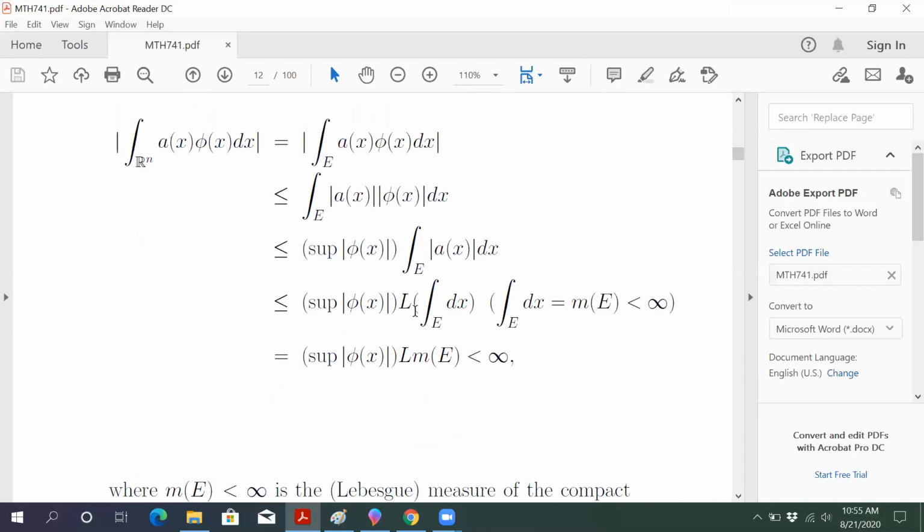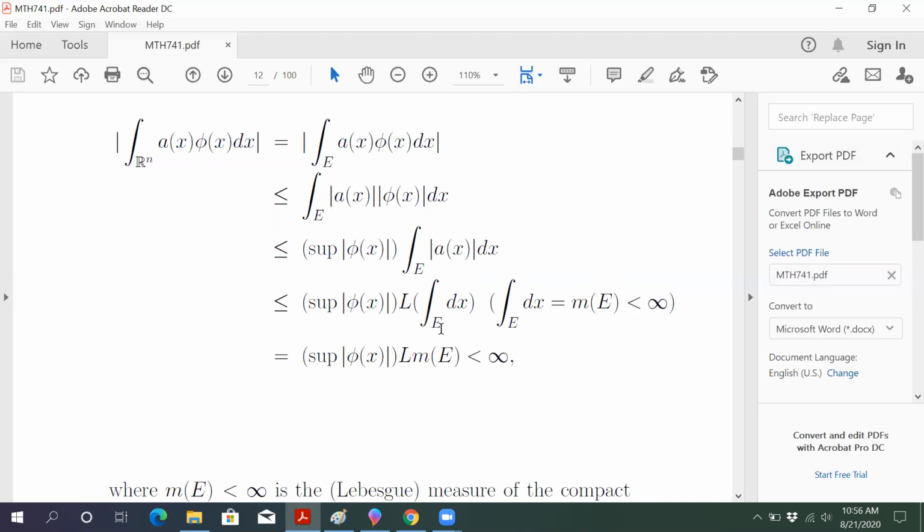So you get this. You get sup L integral 1 dx on E. Okay, but I have to explain something. I don't know if you are familiar, at least a little bit, with measure theory of integration. This integral of 1 dx on E is actually the Lebesgue measure of the compact set E, which is finite. So we get sup L ME. If you are not familiar with measure theory or integration, you just need to know that this integral of 1 dx on E is something finite, which is actually the Lebesgue measure of the compact set E.